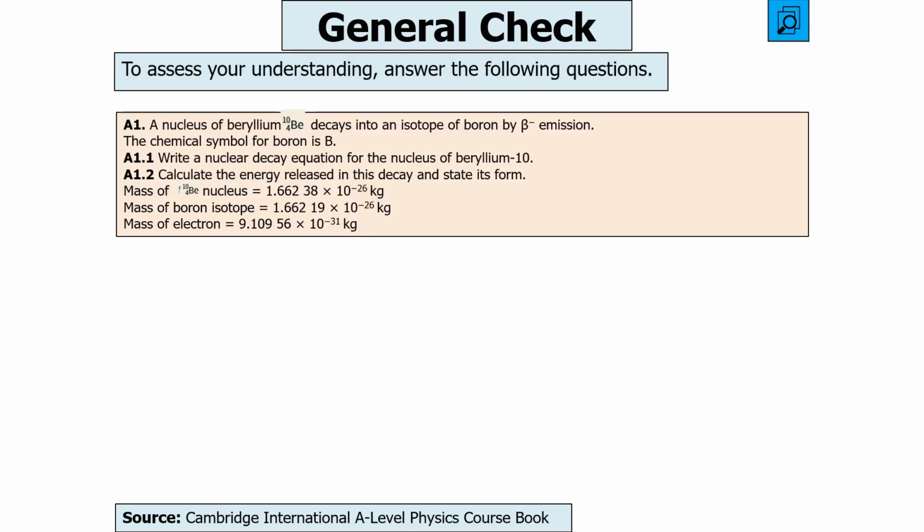0.036002. The next question says a nucleus of beryllium decays into an isotope of boron by beta minus emission. The chemical symbol for boron is B. Write a nuclear decay equation for the nucleus of beryllium-10 and then calculate the energy released in this decay and state its form. So pause the video now, then unpause the video when you want to go through your answer.